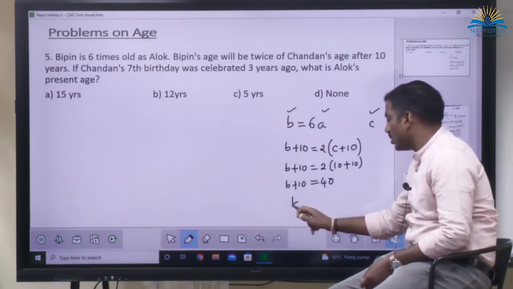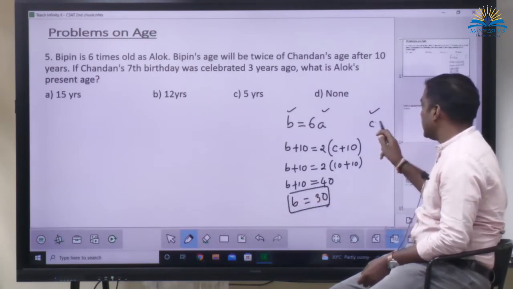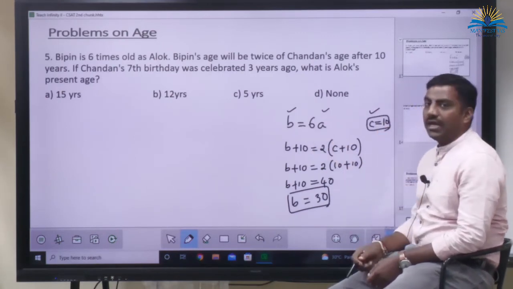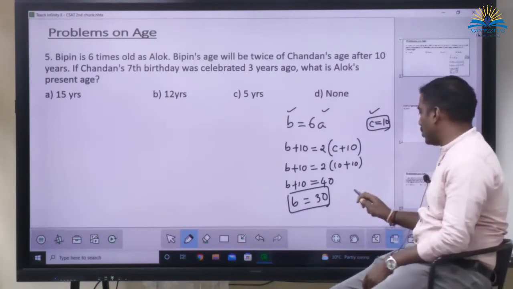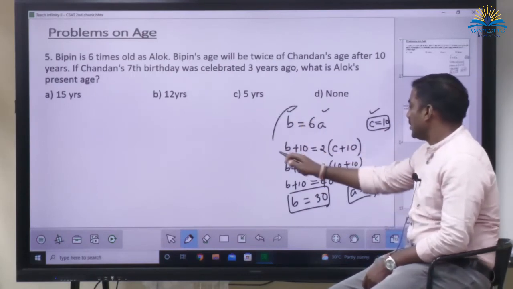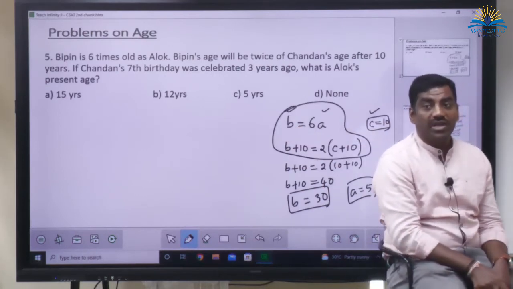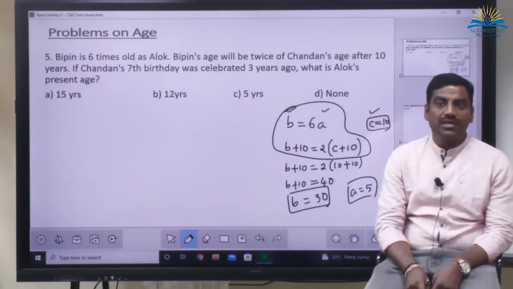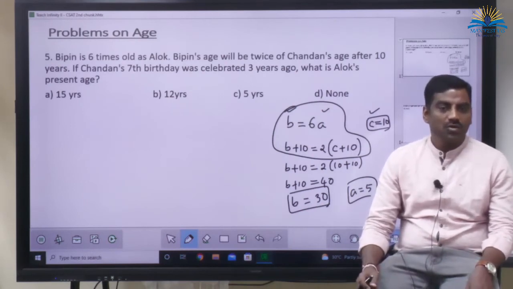B is equal to 30, because we have got C is equal to 10. If B is equal to 30, what about A? A is equal to 5. Until this point, the problem was tougher because we were getting 3 variables, and for that we would need 3 equations. But after giving Chandana's age, it has become cool. Yes or no?